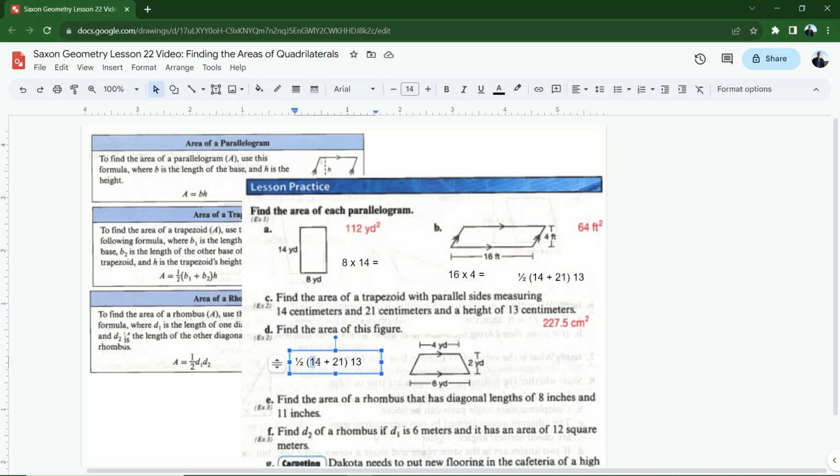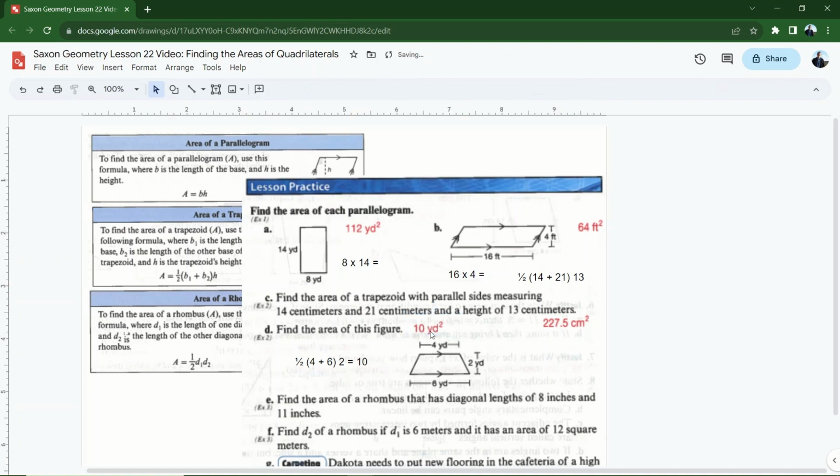In this case, I'm going to change it. It's going to be 1/2, 4 plus 6 times 2. And I might be able to do this. So 1/2, 4 plus 6 is 10. So 1/2 of 10 is 5 times 2. This should be 10 square yards. Let's see if I'm right. Bam, 10 square yards.